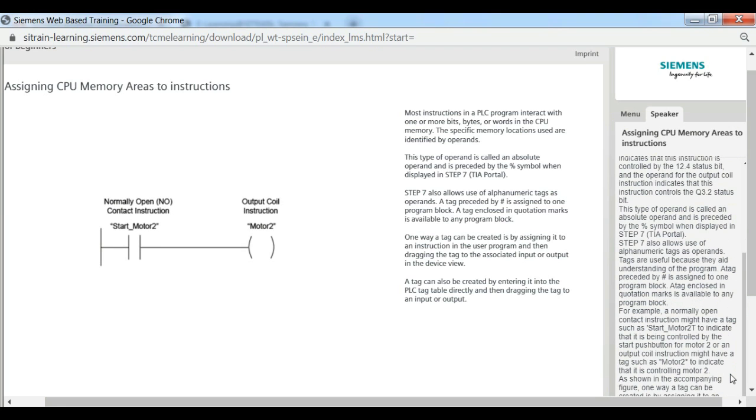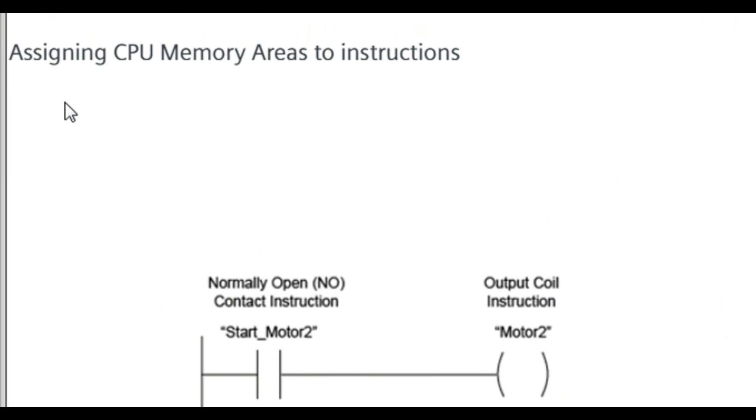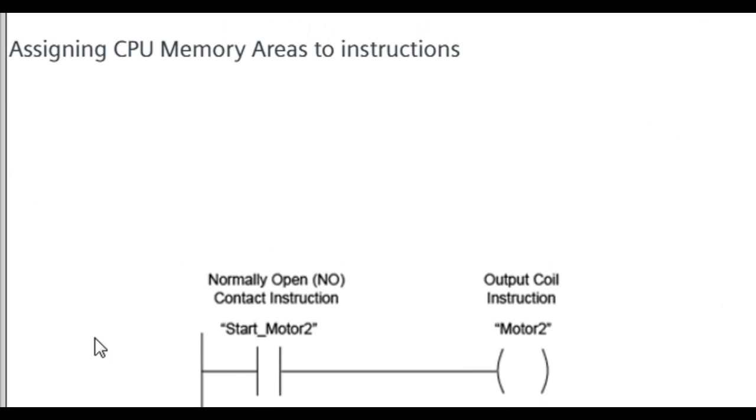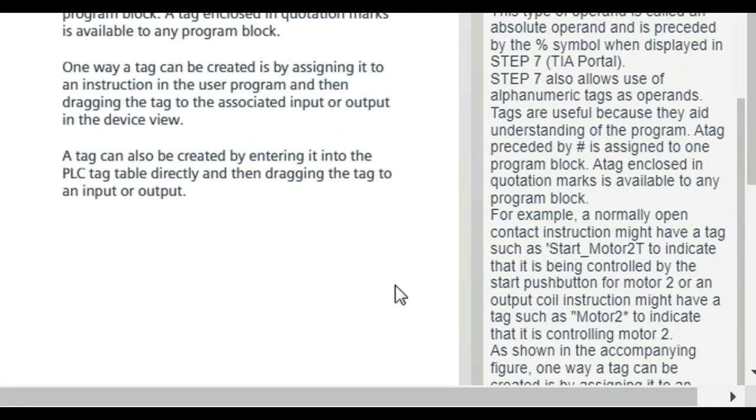Step 7 also allows use of alphanumeric tags as operands. Tags are useful because they aid understanding of the program. A tag preceded by # is assigned to one program block. A tag enclosed in quotation marks is available to any program block.